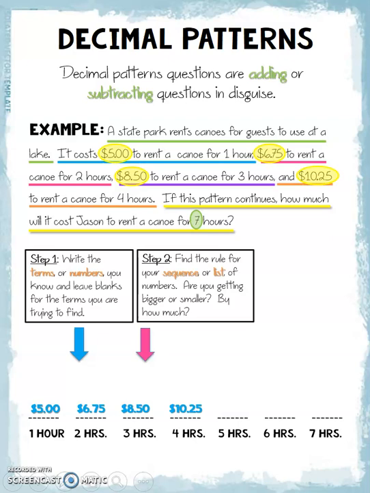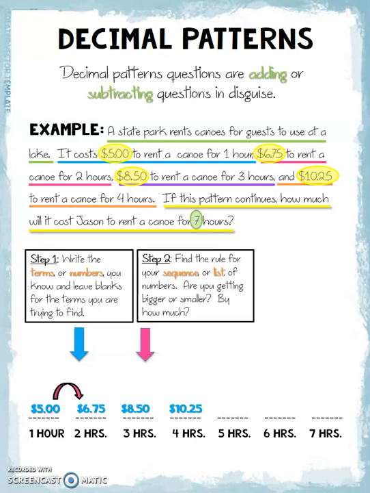Now I need to figure out the rule for our sequence or our list of numbers. And the rule has two different parts to it. We first need to know if we're getting bigger or smaller, because that tells us if we add or subtract. And then we need to know by how much are we getting bigger or smaller. This will be the number part of our rule. So to figure out the rule, you're going to look between two different numbers. And sometimes you'll have to do the math to solve this, and other times you'll be able to look between two numbers and solve the problem in your head.